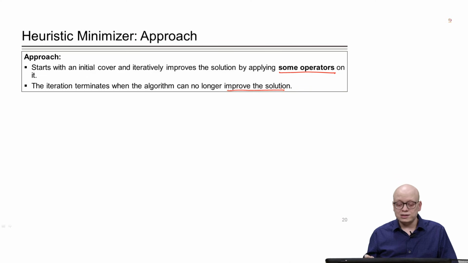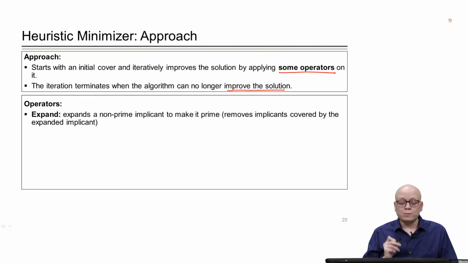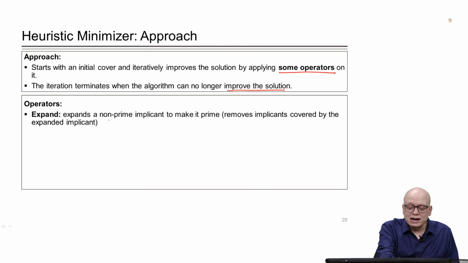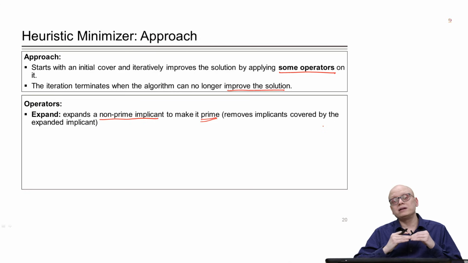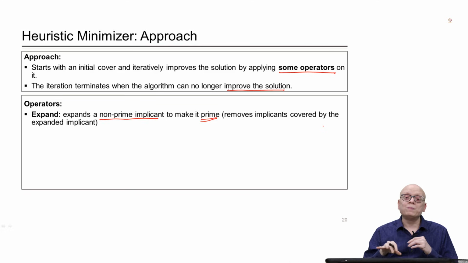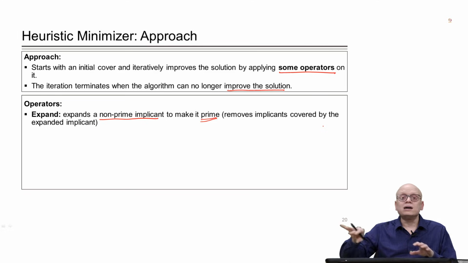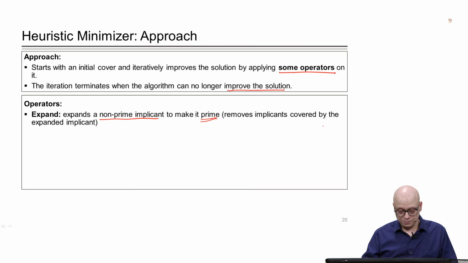And what are these operators? For example, the expand operator. The expand operator expands a non-prime implicant. We started with a cover which was not a prime cover, so there will be some implicant which is not prime. The expand operator expands a non-prime implicant to make it prime, and as a result, it removes implicants covered by the expanded implicant, that is, implicants which are already covered by other implicants.